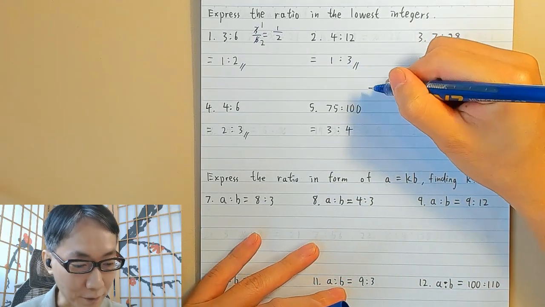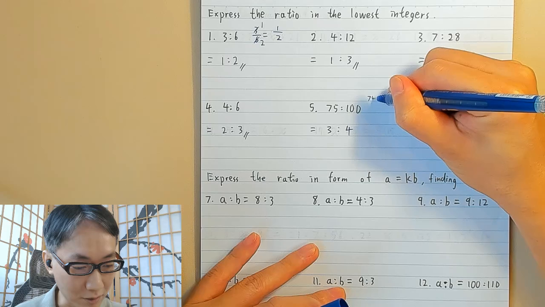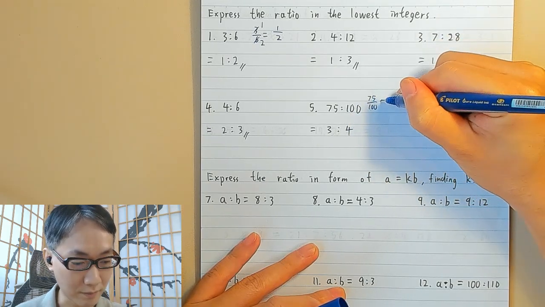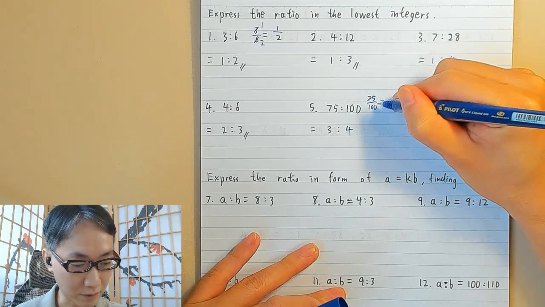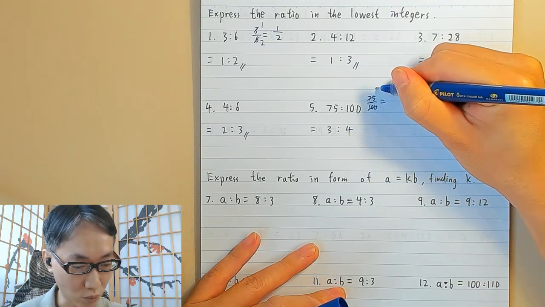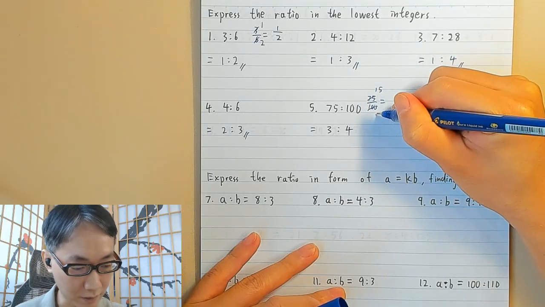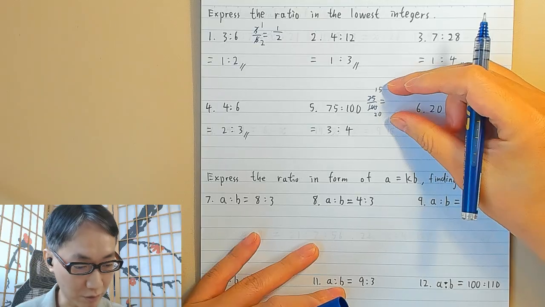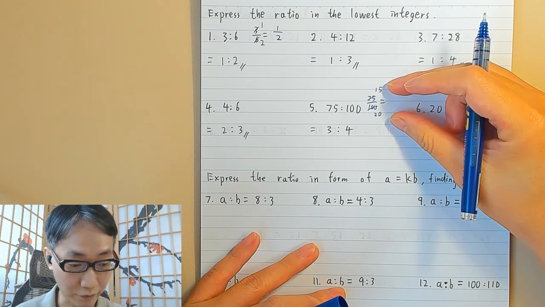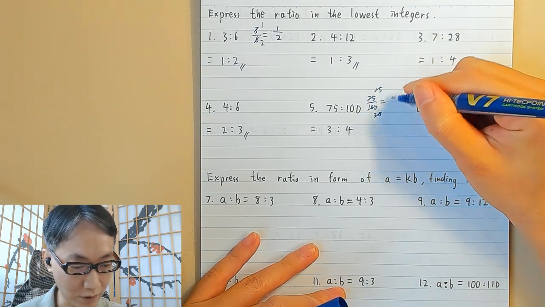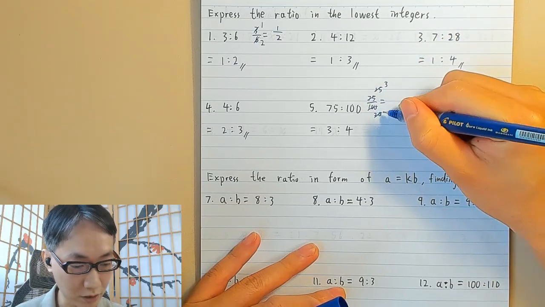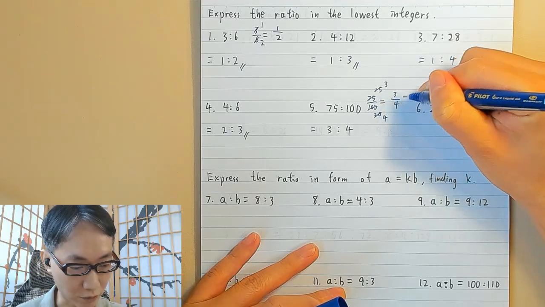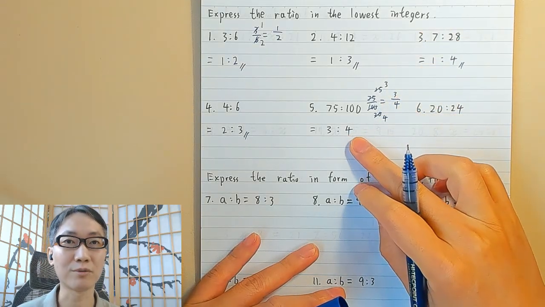You can also use the fraction method. So this is 75 over 100. I try to simplify this one using 5 first. So this will be 15, this will be 20. So it can be further simplified by dividing both of them by 5. So 15 divided by 5 is 3. 20 divided by 5 is 4. Then we have 3 over 4. Then we turn it back to ratio. Good.